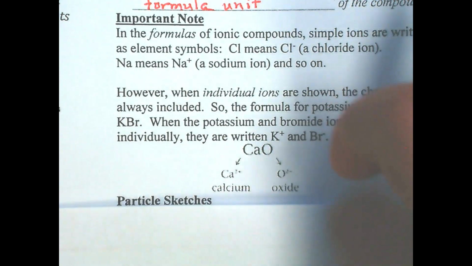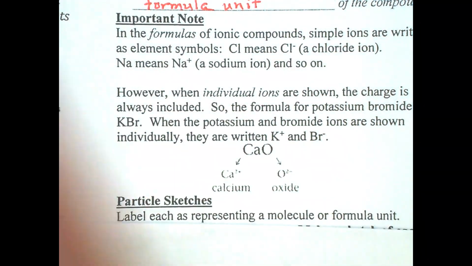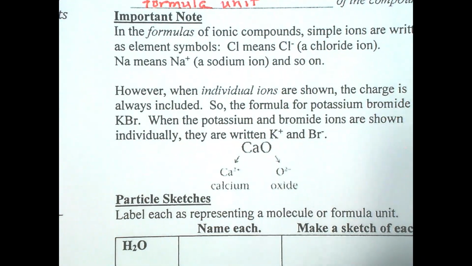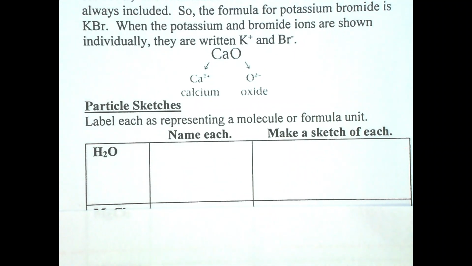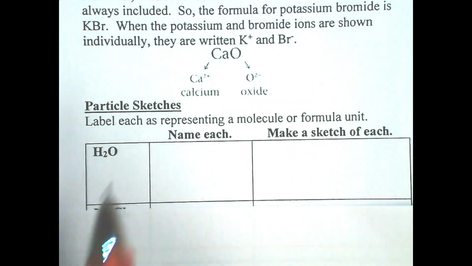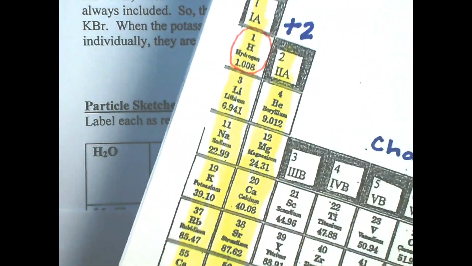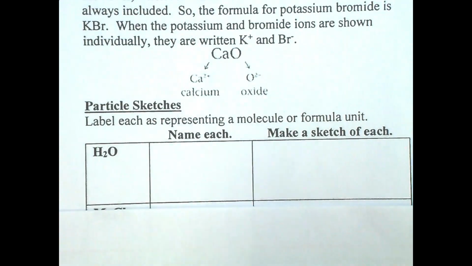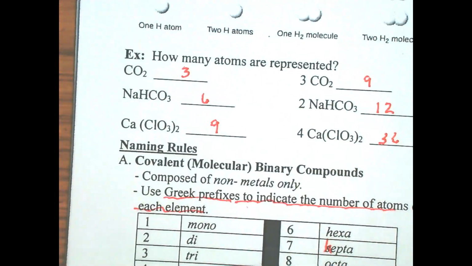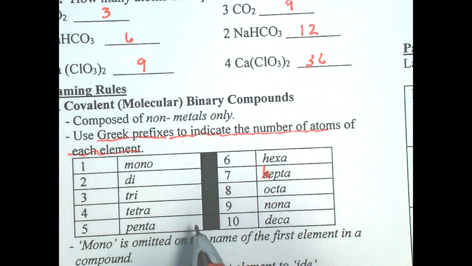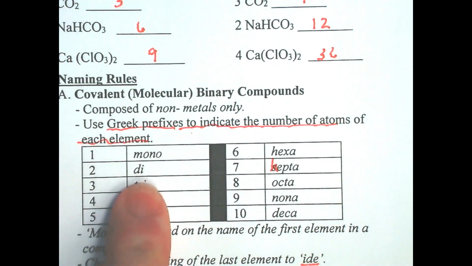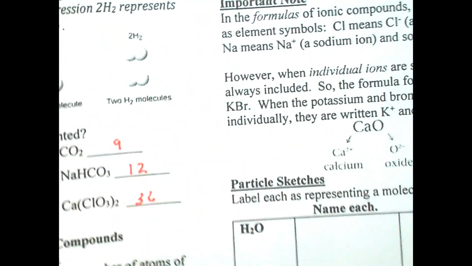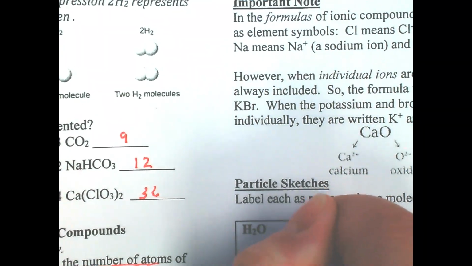All right, particle sketches. We do want to be sure that we're up with how to do particle sketches of these. So name each one of these. So we're going to look at the first element and see that the first element is a non-metal, hydrogen. Even though it's over here, it's a non-metal. So that means we're going to be using this set of naming rules with the Greek prefixes. So we're going to say, how many hydrogen? 2. So that's the prefix di. So we're going to say dihydrogen.